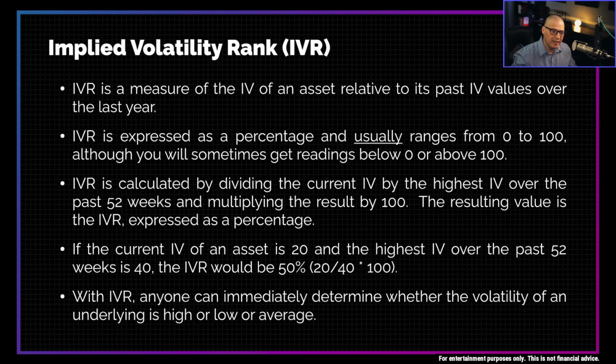So Implied Volatility Rank, or IVR, is a measure of the IV of an asset relative to its past IV values over the last year. IVR is expressed as a percentage, and it usually ranges from 0 to 100, although sometimes you can get readings below 0 and above 100. There are special circumstances why that happens, but typically it's going to be from 0 to 100. IVR is calculated by dividing the current IV by the highest IV over the past 52 weeks, then multiplying that result by 100 to give you a percentage. The resulting value is IVR.